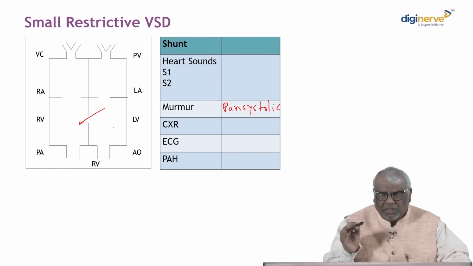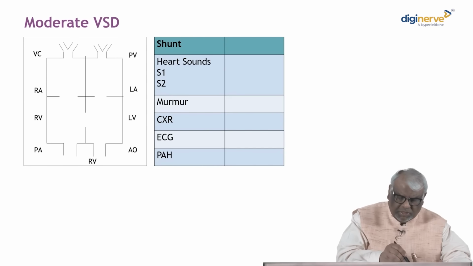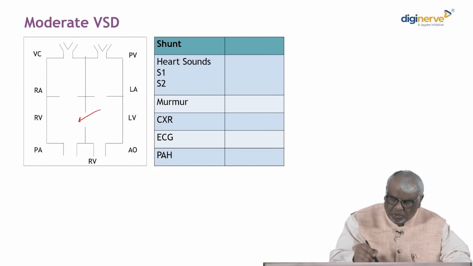So, with the large VSD, I'll go to the next slide. This is a moderate VSD. So, now you can see the size is bigger. So, the pressure equalizes much earlier. So, it's an ejection systolic murmur in moderate VSD.